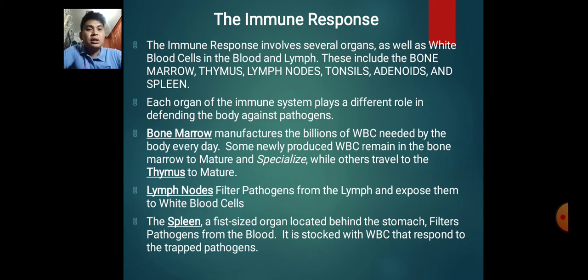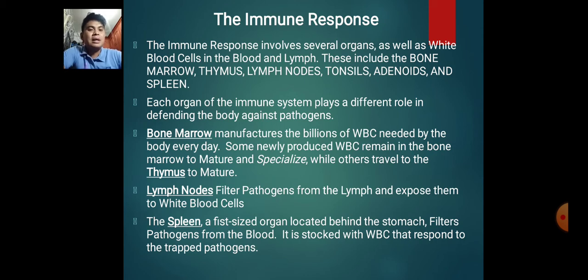The immune response involves several organs as well, including the bone marrow, thymus, lymph nodes, tonsils, adenoids, and spleen. Each organ of the immune system plays a different role in defending the body against pathogens. Bone marrow manufactures the billions of white blood cells needed by the body every day. Some newly produced white blood cells remain in the bone marrow to mature and specialize, while others travel into the thymus to mature.